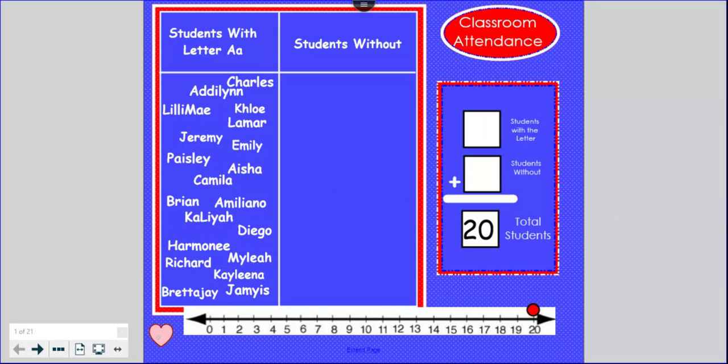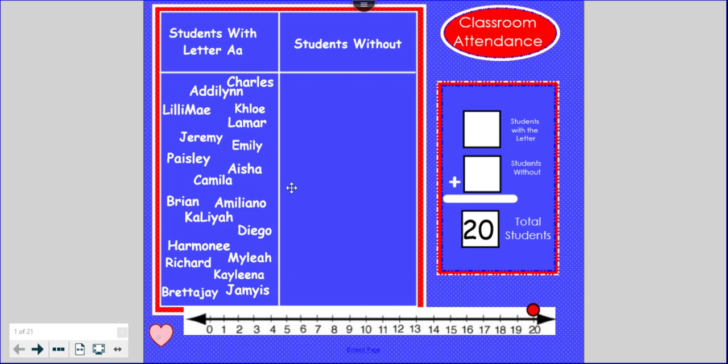We're going to do our number sentence a little bit differently today. Today, we're going to sort friends who have a capital or lowercase letter A in their name. And then we're going to put the friends who do not have any A's in their name over here on this side of our T chart. Remember, it's a T chart because these two lines look like a lowercase letter T.